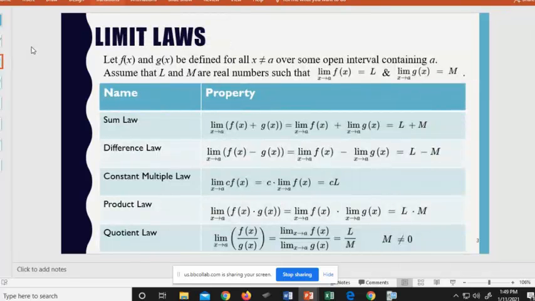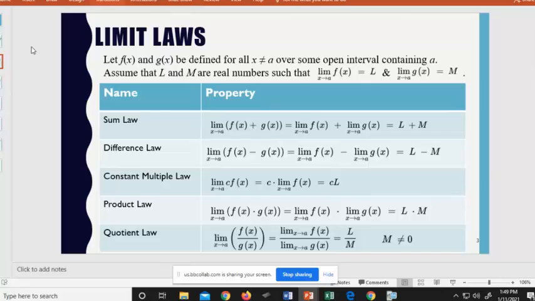Okay, so let f of x and g of x be defined for all x not equal to a over some open interval containing a. Assume that L and M are real numbers, and the limit of f of x as x approaches a is L, and the limit of g of x as x approaches a is M. So two limits are given for two particular functions, but these x values are approaching the same one, in this case a.